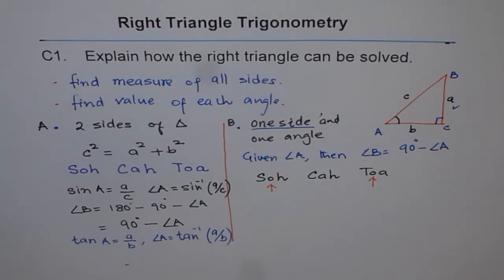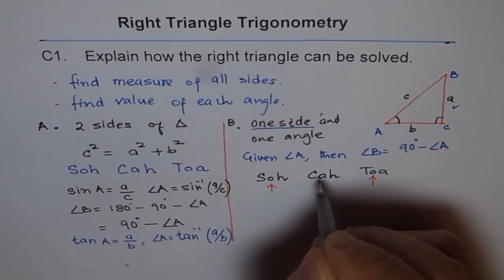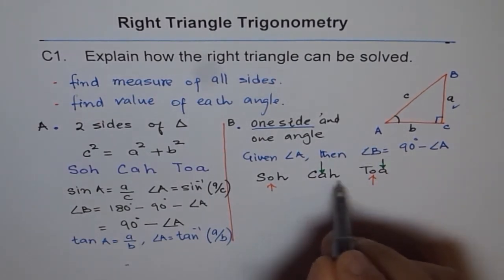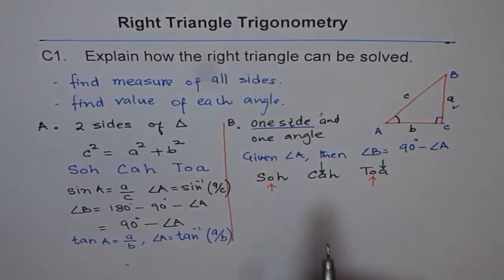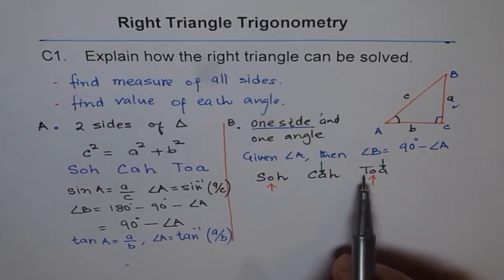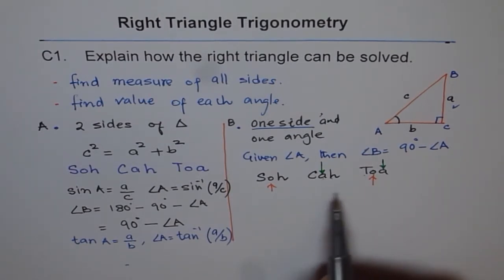So we can do this calculation and solve our triangle. I hope you understand what we are trying to say, right? Let us say you are given angle A and the adjacent side. In that case you can use cosine or tan, right? Both have the adjacent side in them. By using cosine you can find the hypotenuse, and by using tangent you can find the opposite side. So that way you get all three sides. Do you understand? This is the way to solve a right triangle.